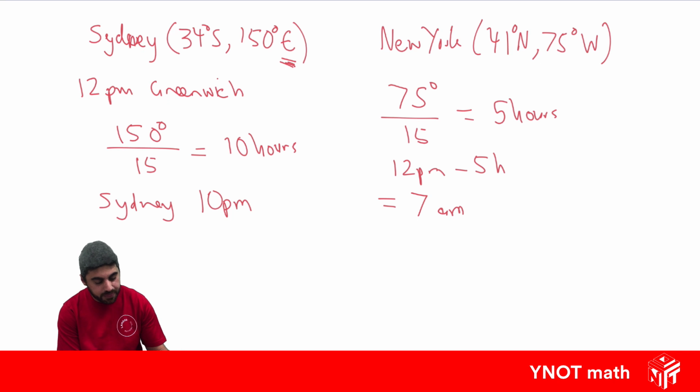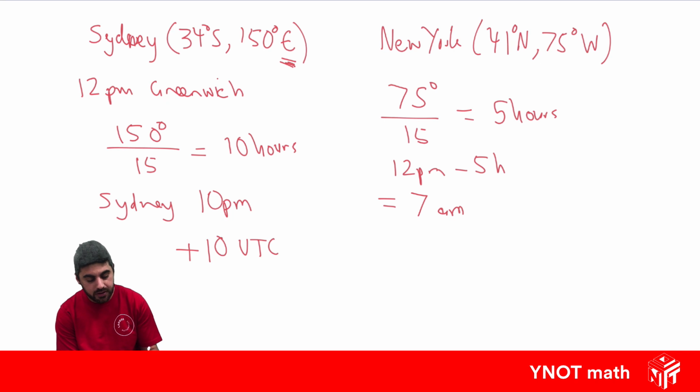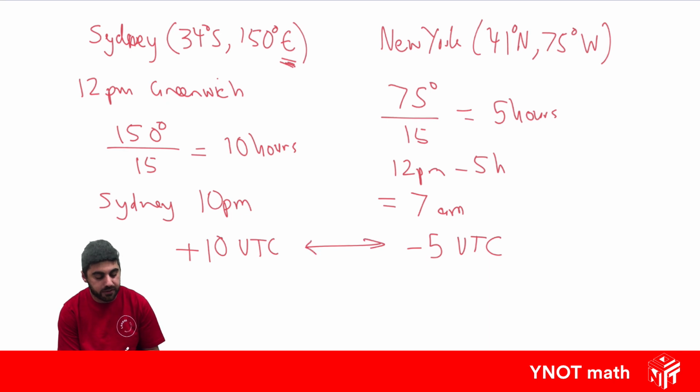So what we can say is that Sydney is actually plus 10 hours, plus 10 UTC. And UTC is our coordinated universal time. So when you get your phone for the first time, you have to set the time zone, and if you're in Sydney, you'll pick plus 10 UTC. And this is what it is. It's referencing time from Greenwich. And New York is actually, because they have 5 hours, they're minus 5 UTC. So the difference actually between Sydney and New York is 15 hours. And we're going to use that for our next example.